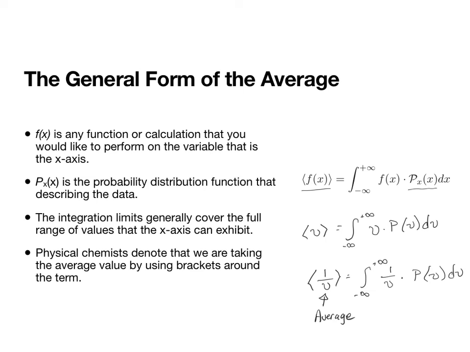Okay. Generally, the integration limits cover the full range of values that the x-axis could exhibit. So in reality, I could say that my velocity is never going to be negative, and so I wouldn't have to start at negative infinity. I could start at 0.